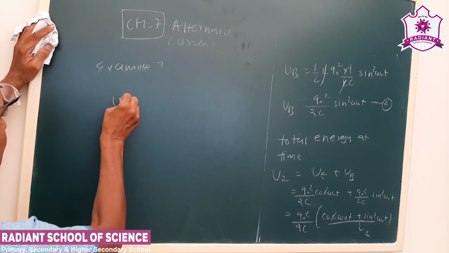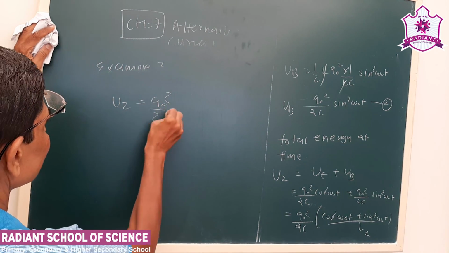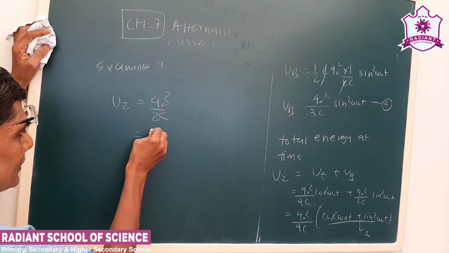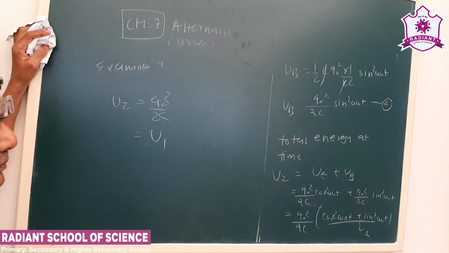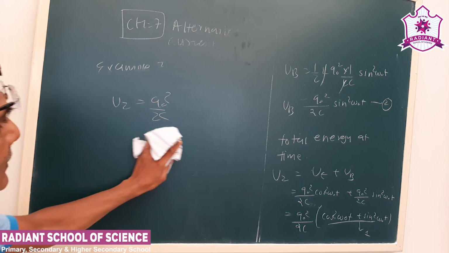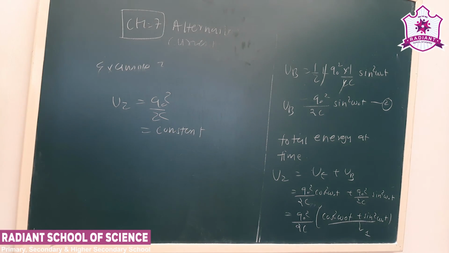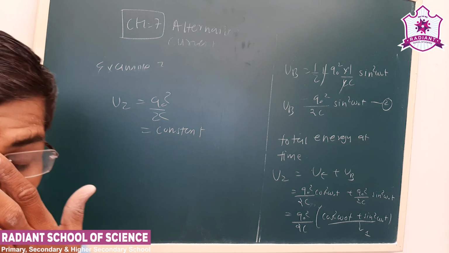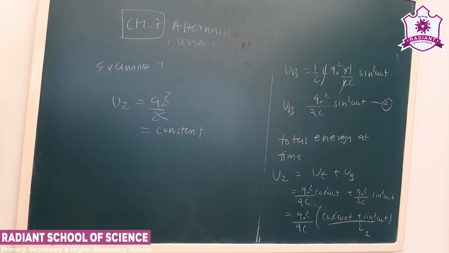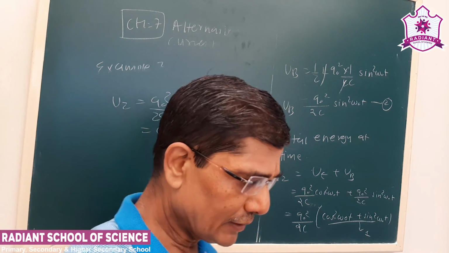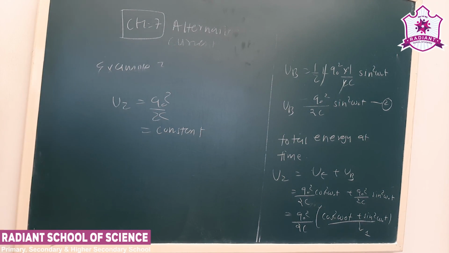So this U is Q0 square upon 2C. Now this is equal to the initial energy that we have shown. So this energy remains constant. So the energy at any instant in the LC oscillation is constant. Now this is about example number 7.11.